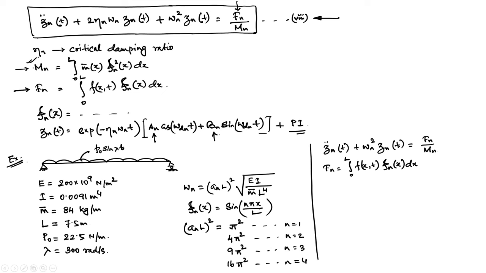So z n of t we can write down in closed form. So if we have 0 0 initial condition, then the solution of this equation will be, if you recall, z n static times 1 minus cos omega n t for 0 0 initial condition.